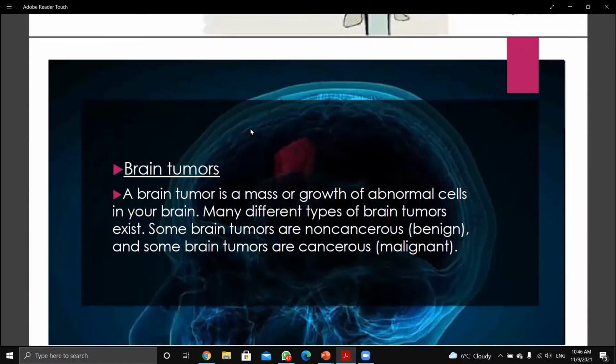What's the meaning of brain tumor? Brain tumor is a mass of abnormal cells in your brain. Many different types of brain tumor exist. Some brain tumors are non-cancerous and some brain tumors are cancerous.